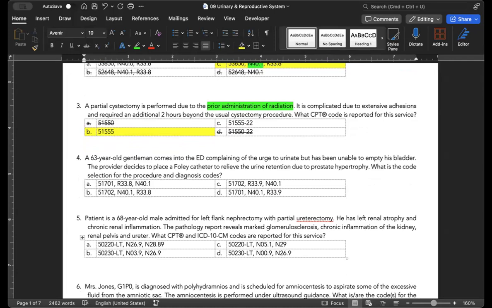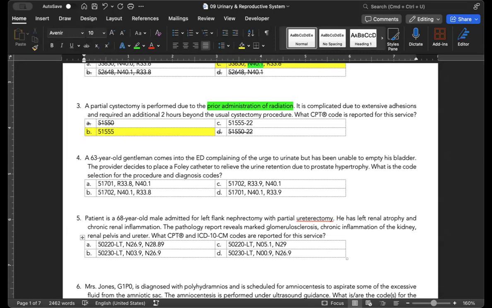Number 4, a 63-year-old gentleman comes to the emergency department complaining of the urge to urinate, but has been unable to empty his bladder. The provider decides to place a Foley catheter to relieve the urine retention due to prostate hypertrophy. So what is going to be our procedure and diagnosis code?